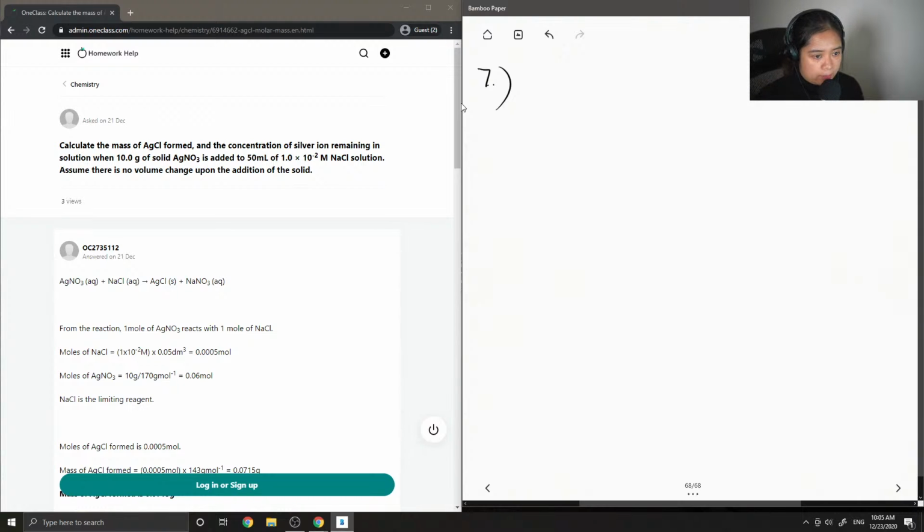So first, we can write down the reaction equation that takes place. So we have silver nitrate, which is a solid, and it is reacted with sodium chloride solution. So I'm going to put aqueous, and this will form silver chloride, which is a solid, plus sodium nitrate.